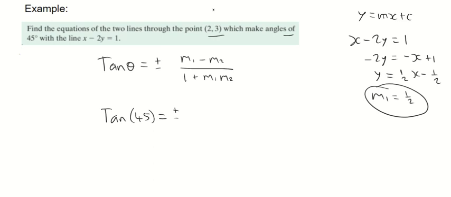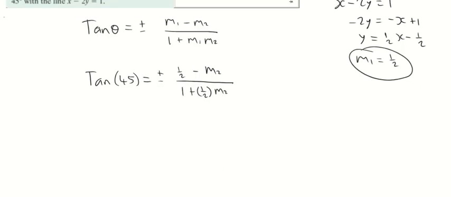So let's put that into the equation, and then we're just going to have an m2 left then. So we're going to have a half minus m2 over 1 plus a half times m2. So I can simplify it a little bit. So I know tan of 45 is 1. You can use calculator there if you're not sure.